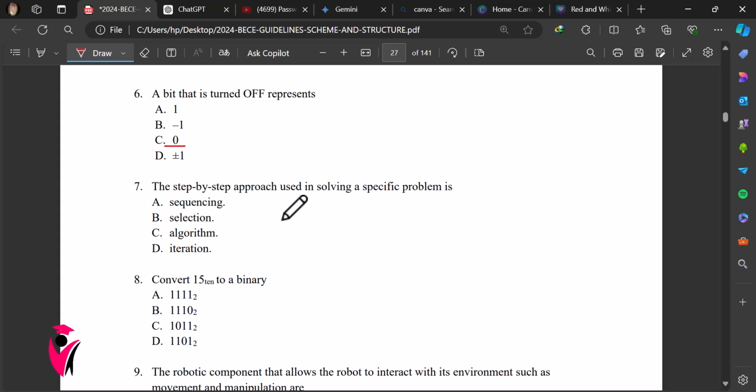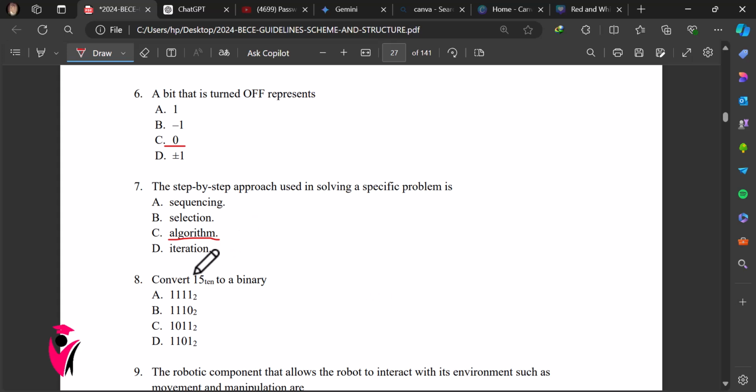Now, number 7. The step-by-step approach used in solving a specific problem is, we have sequencing, selection, algorithm, and iteration. The answer is algorithm. So it's a step-by-step approach we use to solve a particular problem.